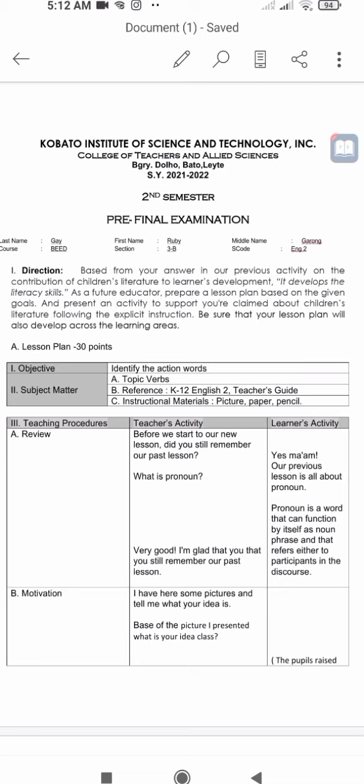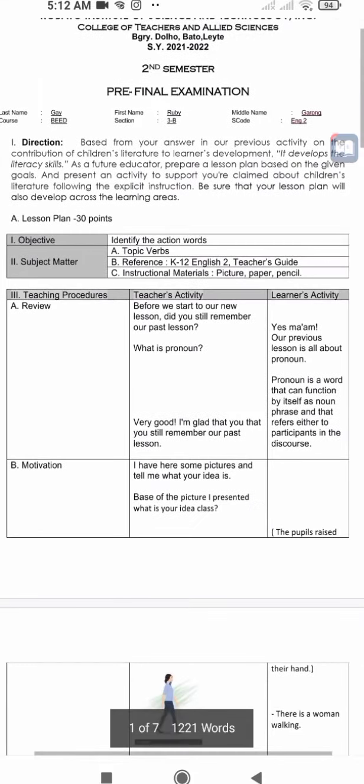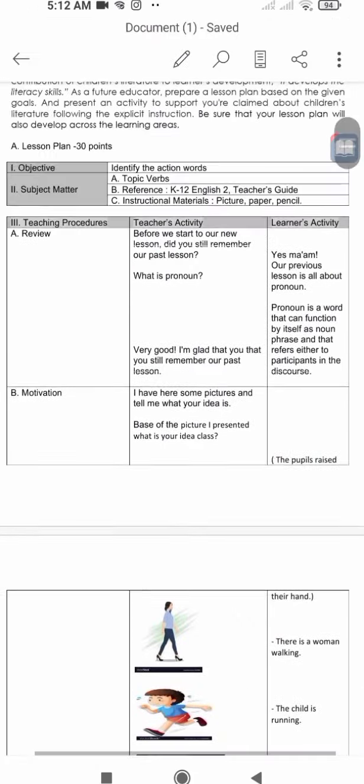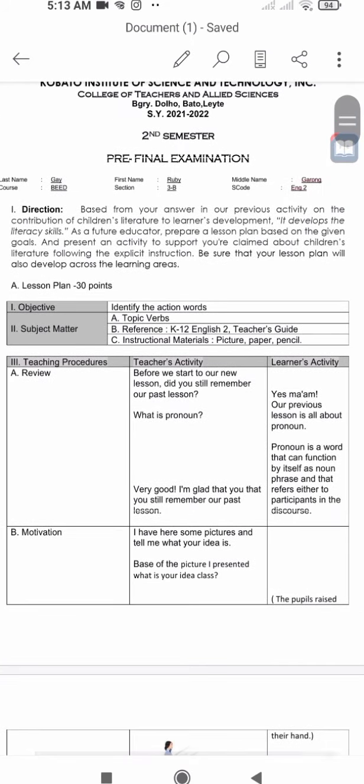I am here to discuss the pre-final examination about detailed lesson plan. A detailed lesson plan has 5 parts which are objective, subject matter, teaching procedure, application, and evaluation. So, let's first tackle the objectives. Our objective is to identify the action words.